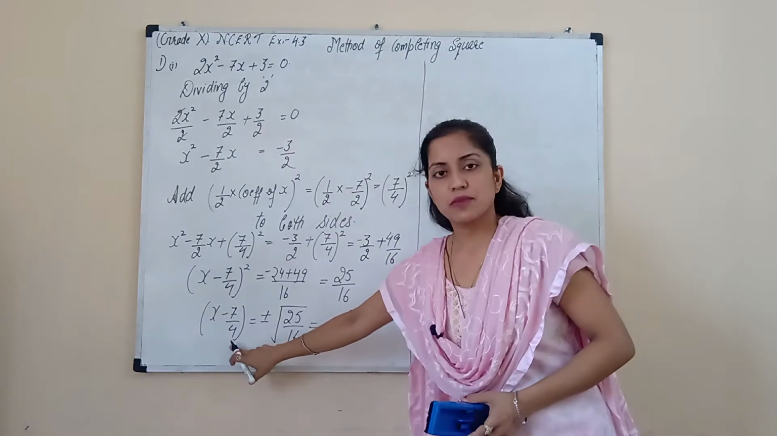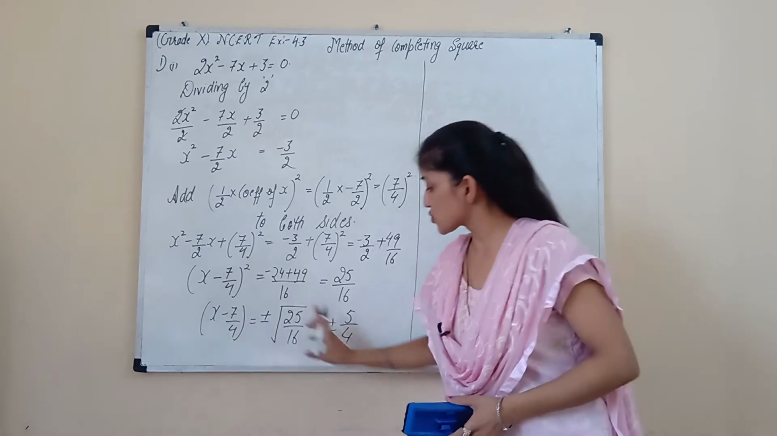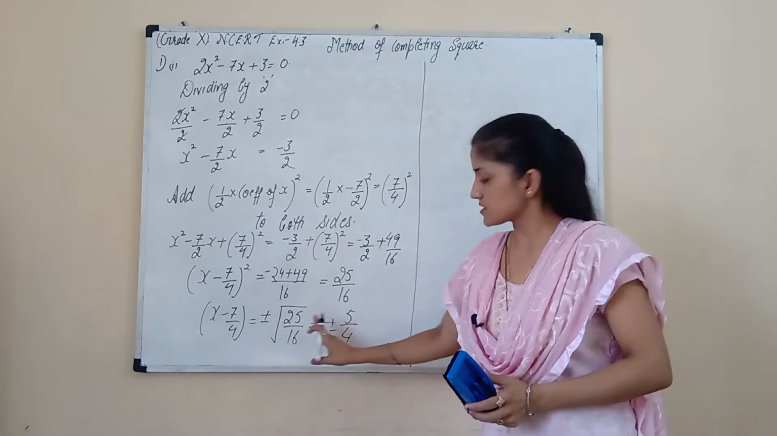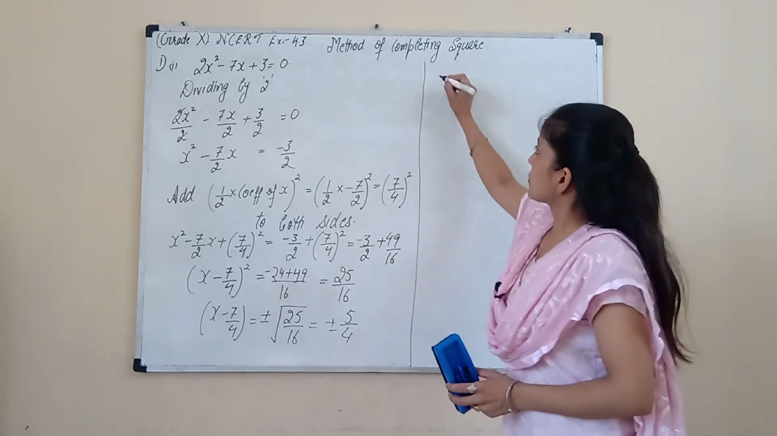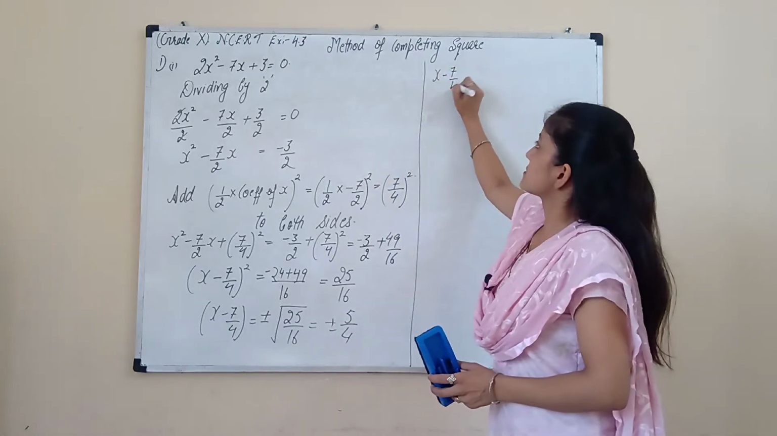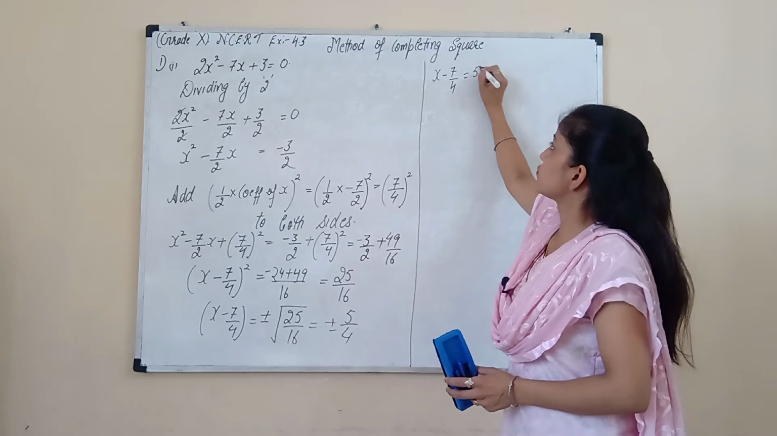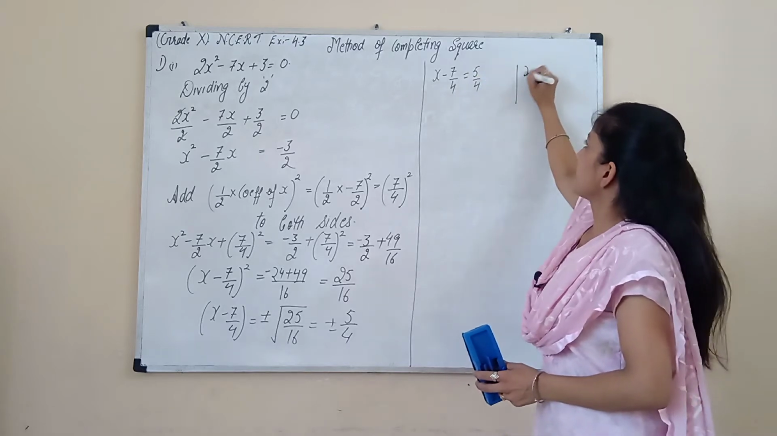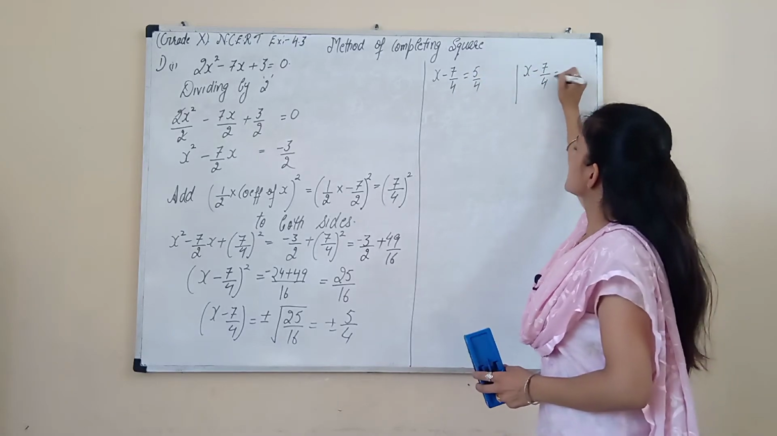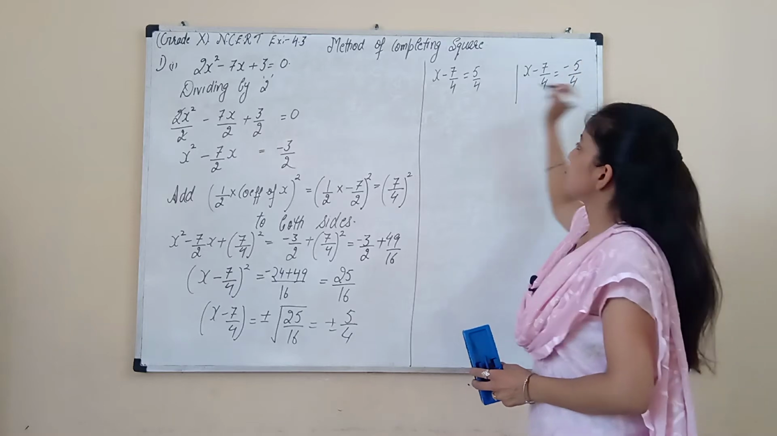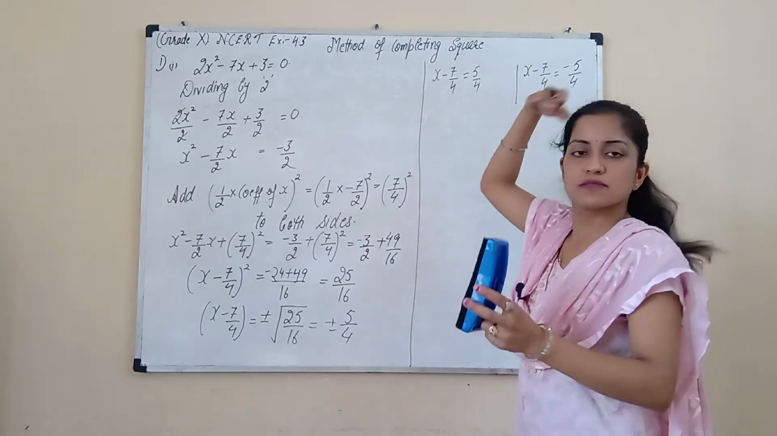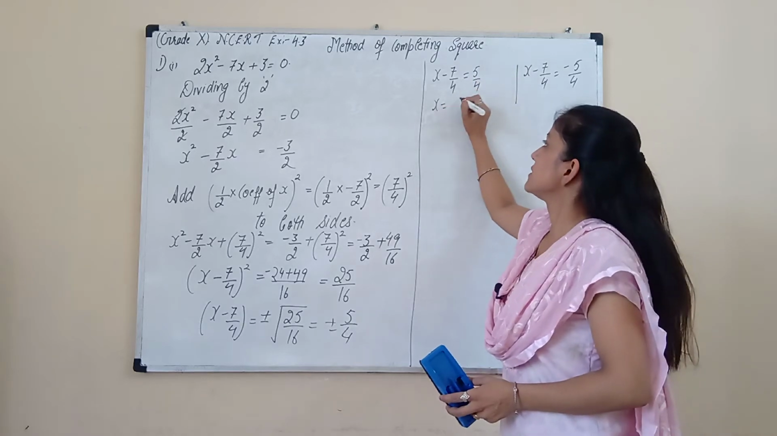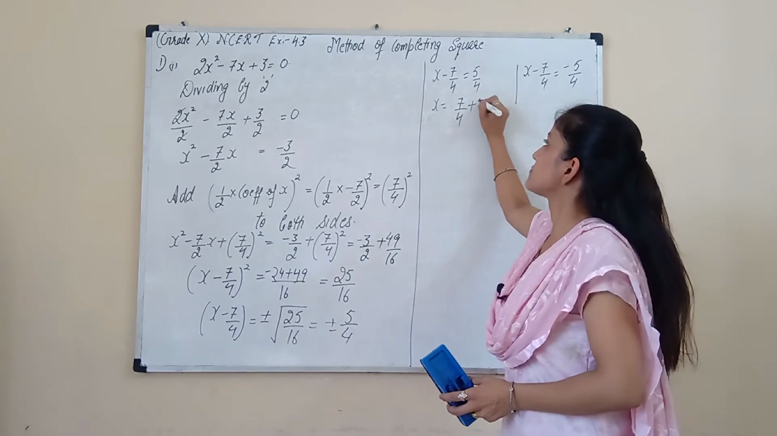This is x minus 7/4, that is equal to the two values. First is negative and second is positive. So write it down like this: x minus 7/4 equals 5/4, and x minus 7/4 equals minus 5/4. 7/4 is negative on the left hand side, so it becomes positive on the right hand side. That is 7/4 plus 5/4.